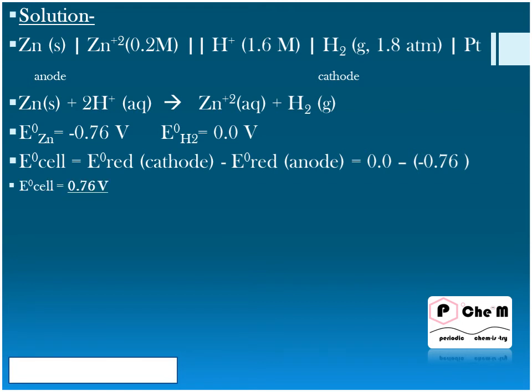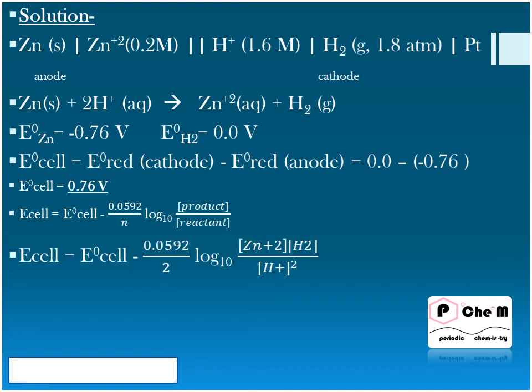Now we will use this standard cell potential in the Nernst equation and find the cell potential. Let's make this equation more simplified. E cell is equal to E naught cell minus 0.0592 upon n log to the base 10. Products here are H2 and Zn plus 2 ions, and reactant here is H plus ions. Concentration of H plus is 1.6 molar. Concentration of Zn plus 2 is 0.2 and pressure for H2 is 1.8. That's why this H2 term is considered.